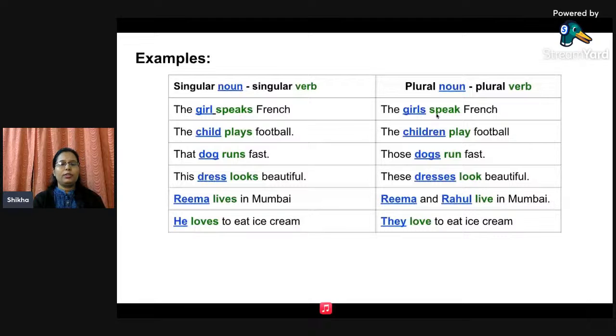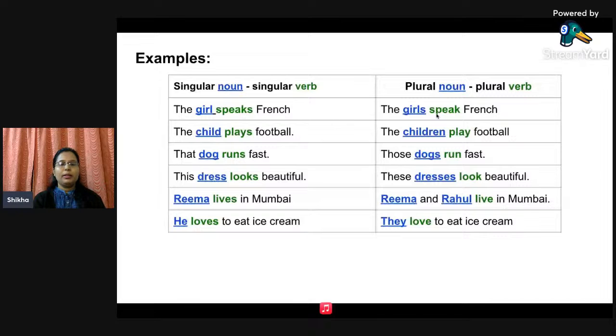The dog runs fast. Those dogs run fast. This dress looks beautiful. These dresses look beautiful. Rima lives in Mumbai.